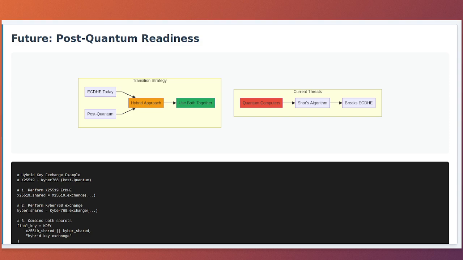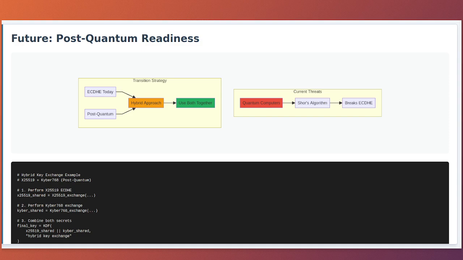Quantum computers pose a fundamental threat to all current public key cryptography, including ECDHE. Shor's algorithm can solve both the integer factorization problem, breaking RSA, and the elliptic curve discrete logarithm problem, breaking ECDHE, in polynomial time. Current estimates suggest that a quantum computer with around 2330 qubits could break P256 ECDHE. While we are not there yet, progress in quantum computing is accelerating.